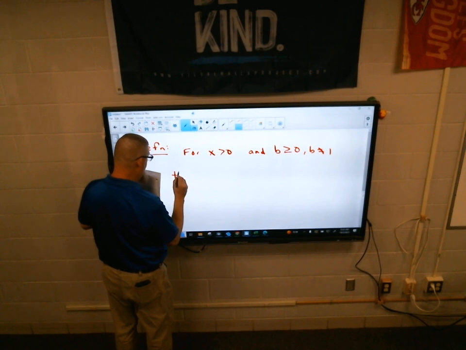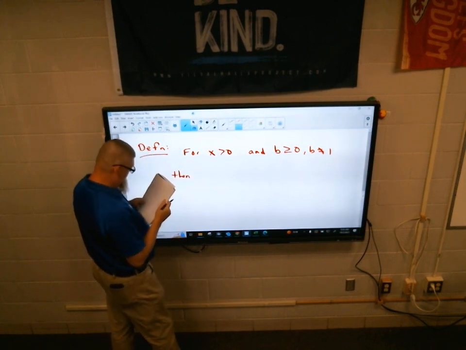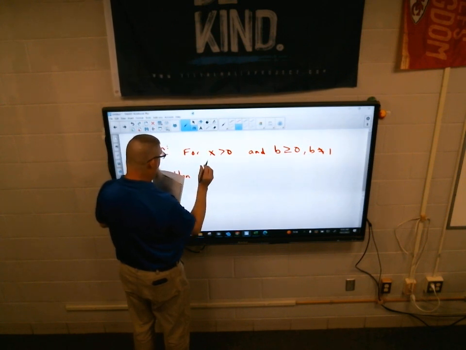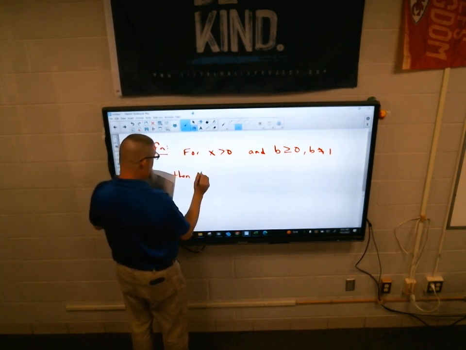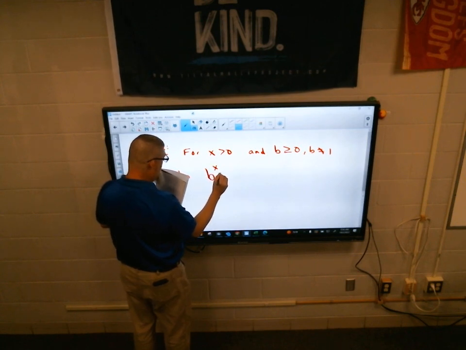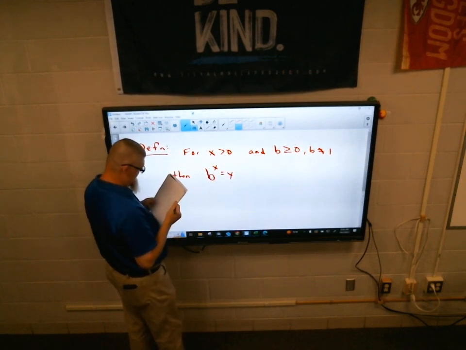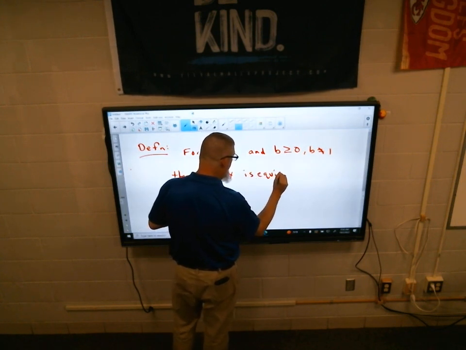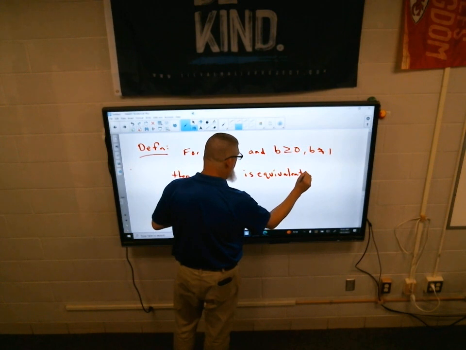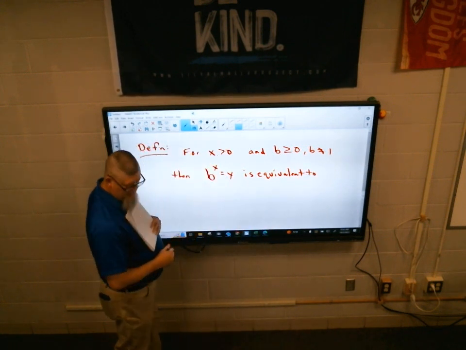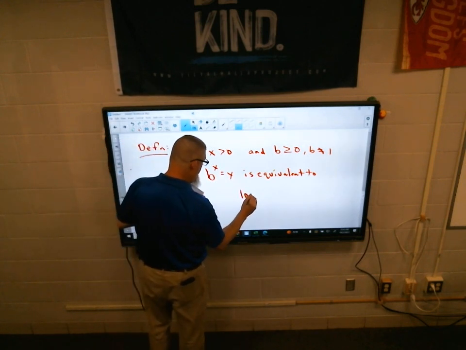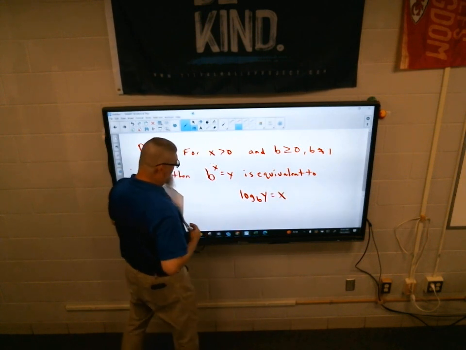Then I'm going to write it backwards if that's okay. Then b to the x power equals y is equivalent to, and here's where your logarithm comes in, okay? Is equivalent to log to the base b of y equals x.